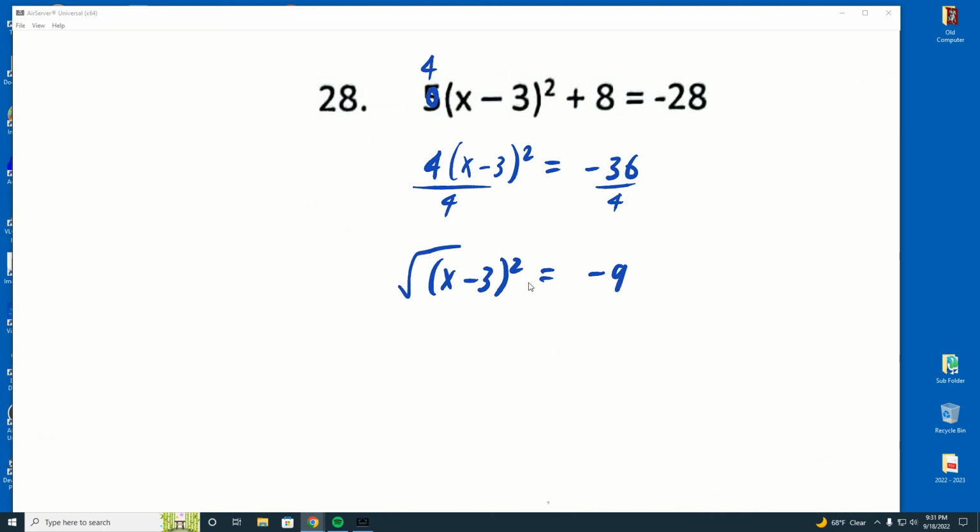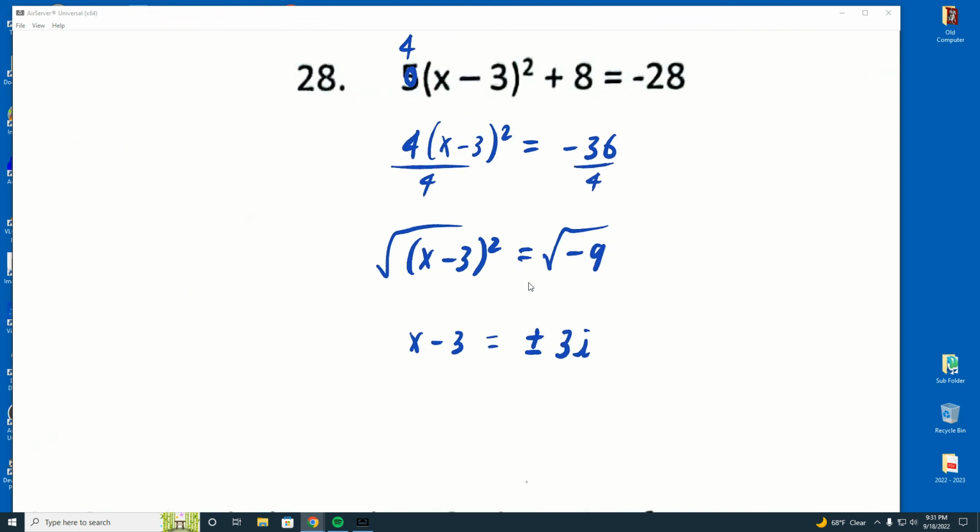So we're going to take the square root of both sides. So x minus 3 will equal plus or minus. The negative comes out as an i, and 9 is a perfect square, so it gets to escape as a 3. All right, lastly, we're going to add that 3 over, so it's going to be 3 plus or minus 3i.